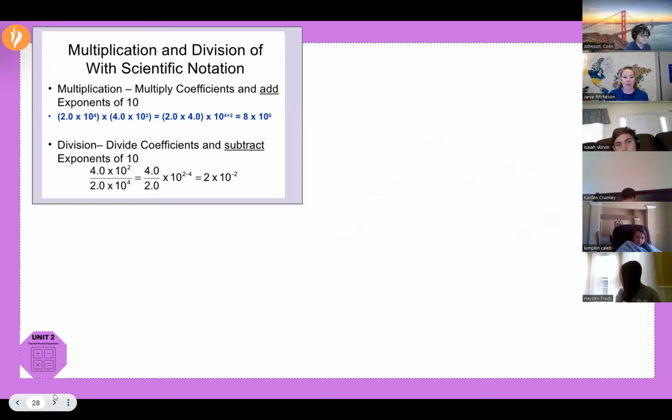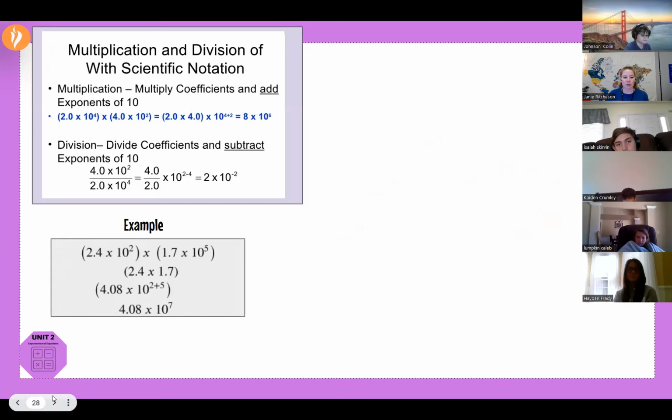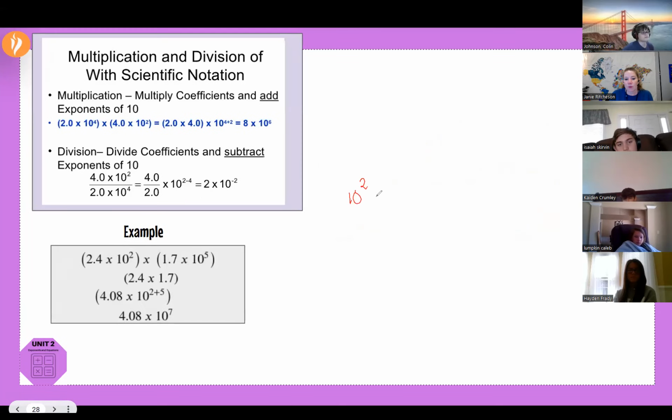So we do have to remember our exponent rules, okay? So what do you do when you have two bases? If you have two numbers that have the same base that are being multiplied together, what is the rule? What do you do with those exponents? Add them. You add them.